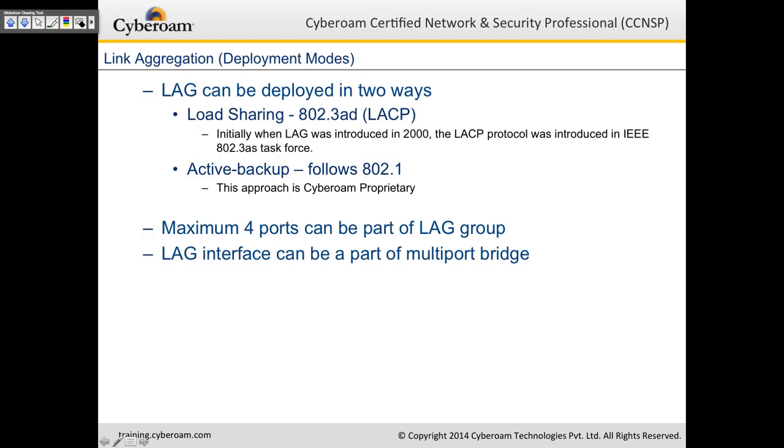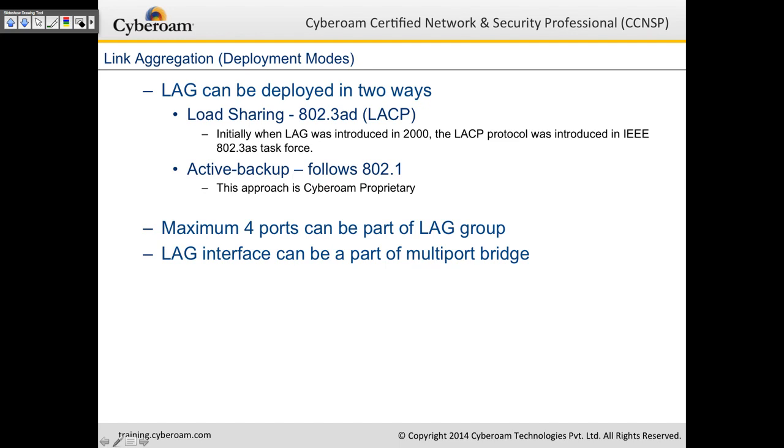Now LAG can be deployed in 2 ways. It can be either deployed in a load sharing mode, which is via 802.3ad or LACP algorithm is used in that. So in this, initially when LAG was introduced in 2000, the LACP protocol was introduced in the IEEE 802.3ad task force. You can also deploy LAG in active backup, which follows 802.1 standard. Now this approach is Cyberoam proprietary, wherein we can say one link will be up at a time and the other link will be activated on the failure of the previous link.